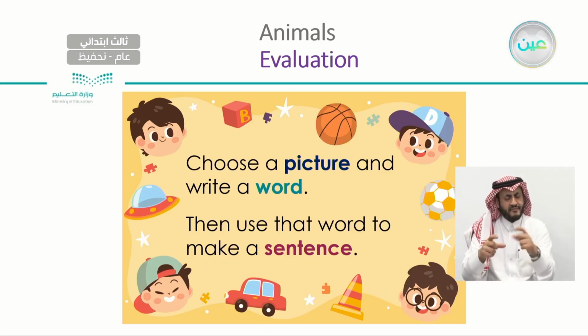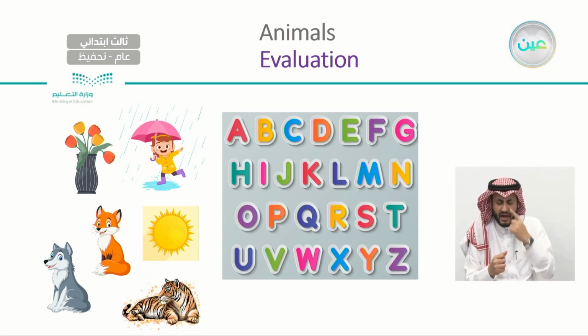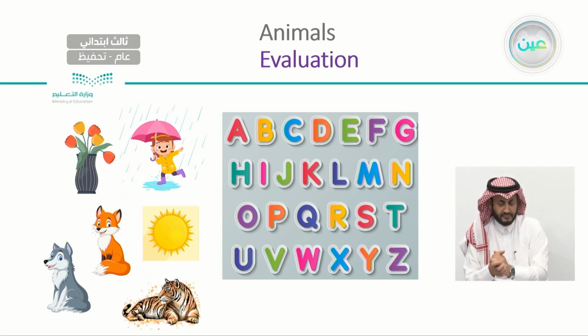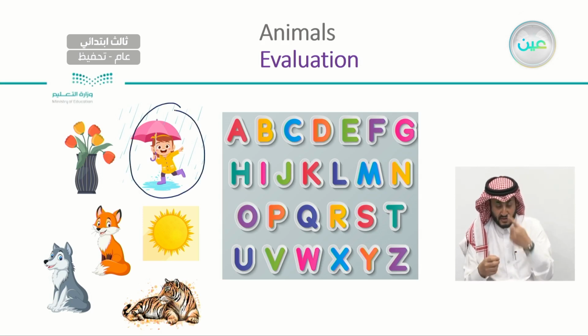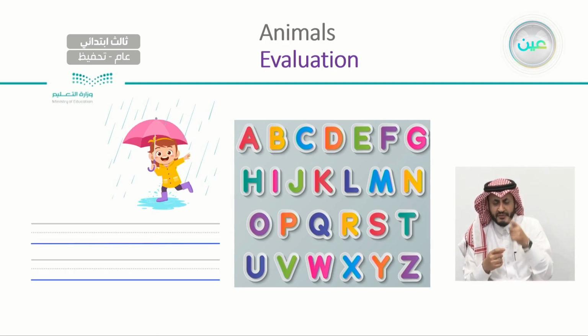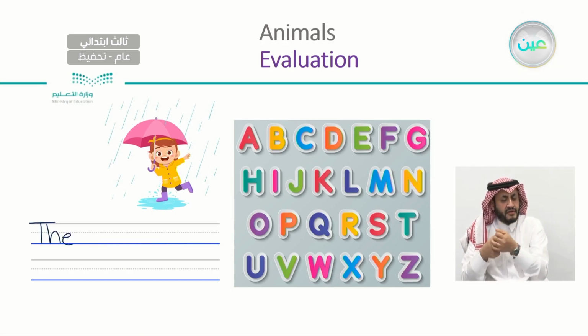So now choose a picture and write a word. Then use that word to make a sentence. Just like what we did. So I choose this picture. I will use what I learned to write a sentence. What can we say about the girl? The girl, what is she holding? An umbrella.